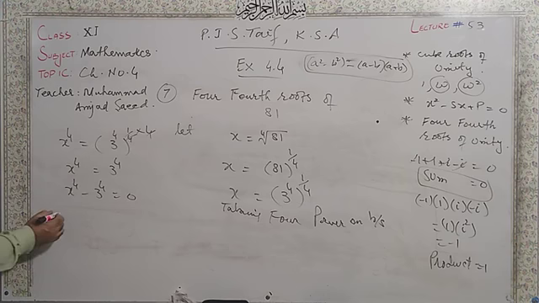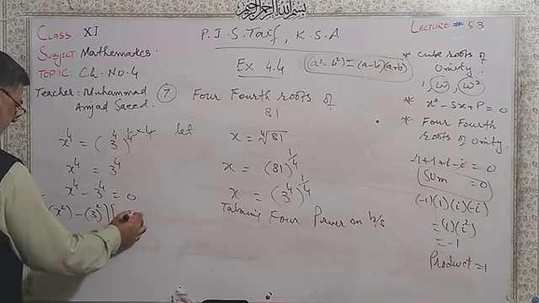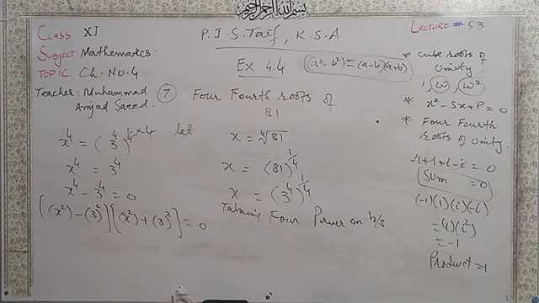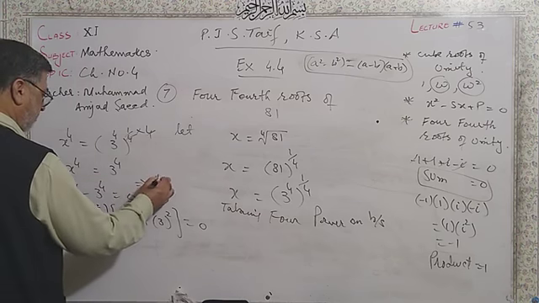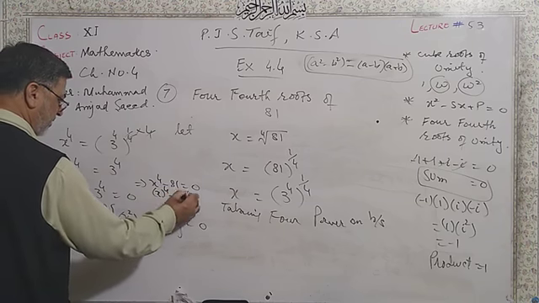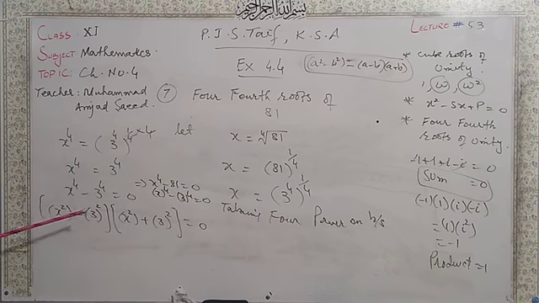Dear students, you can write down (x^2 minus 3^2) into (x^2 plus 3^2) is equal to 0. If you multiply them, you will get x^4 minus 3^4. A square minus b square will be (a minus b) and (a plus b). Even you can write down x^4 minus 81 is equal to 0. And this is x^4 minus 3^4 equal to 0. This is same thing what I have written here.